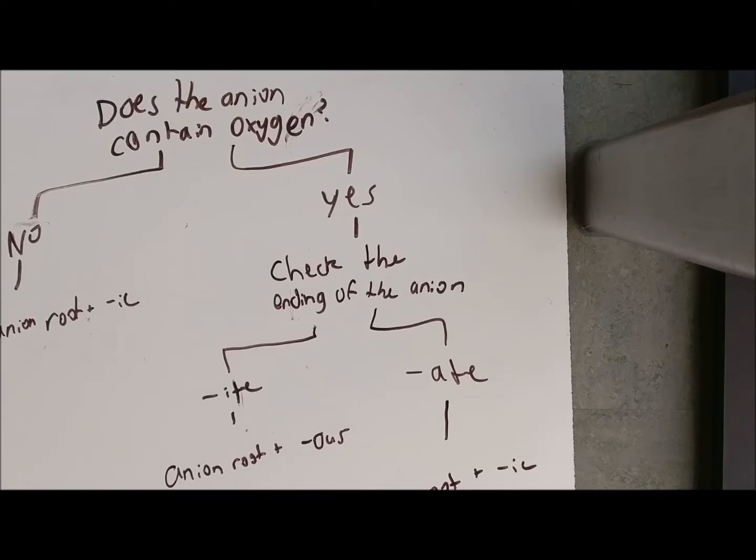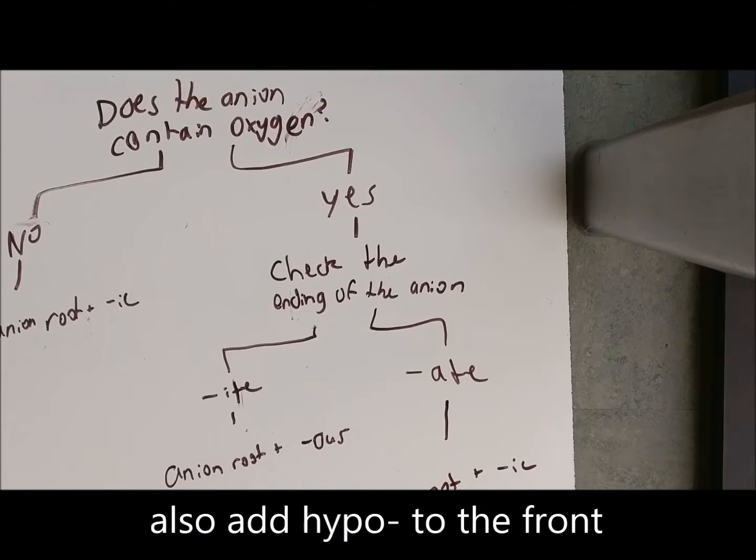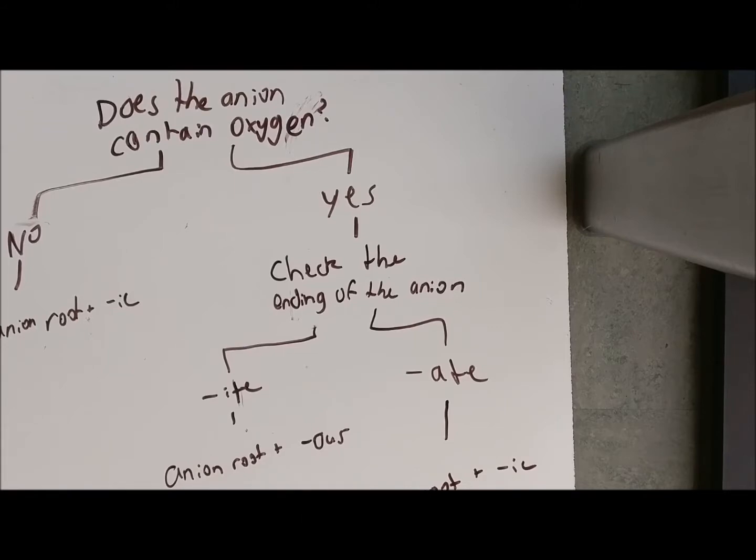So when naming an acid, the first thing you want to check is, does the anion contain oxygen? If it does not, then you name it the anion root, and then you add "ic" on the end. However, if the anion does contain oxygen, so if the answer is yes, then you want to check the ending of the ion. If it ends in "ite," then you use the anion root and then you add "ous" to the end. If the ending is "ate," then you name it the root plus "ic" at the end.